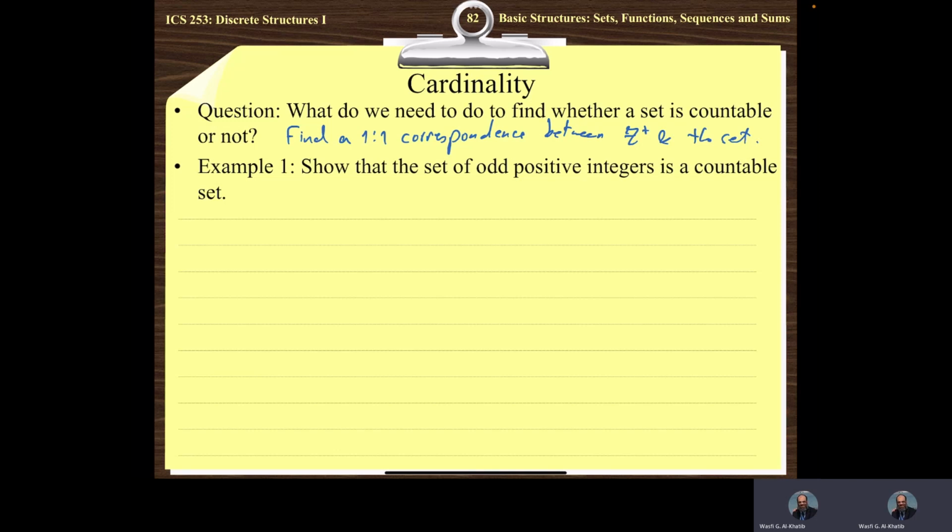So let's start with the first one. Show that the set of odd positive integers is countable. Odd only. What's the set relationship between odd positive integers and positive integers?